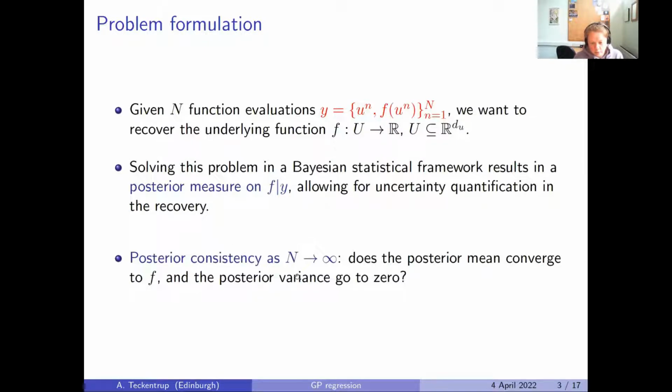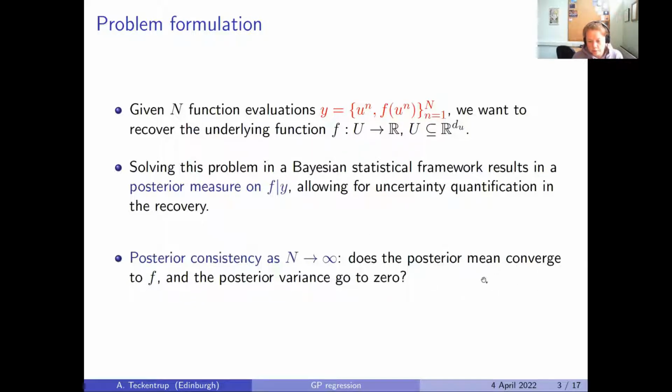The question that I'm going to be interested in for this talk is sometimes referred to as posterior consistency. So I'm interested in what happens as n tends to infinity. As the number of data points goes to infinity, intuitively you should be able to recover your function f more and more accurately, and you hope that as n tends to infinity, you're able to recover the true underlying function f.